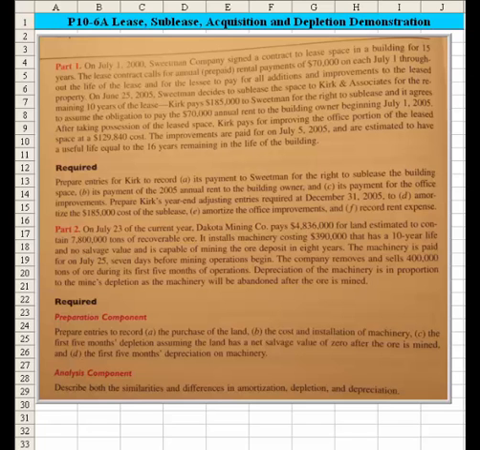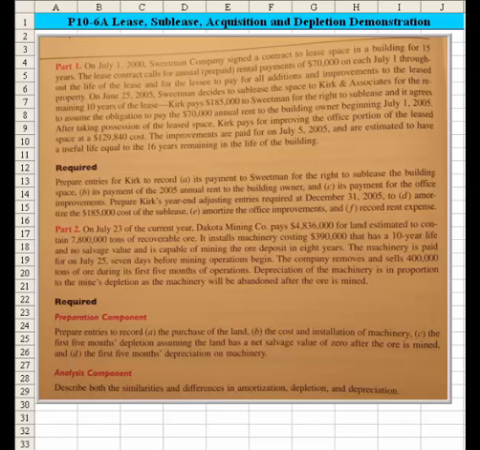Hi everyone, let's take a look at problem 10-6a, which deals with a lease, a sublease, some acquisition issues, and depletion as well. Let's first work on part 1. On July 1st of 2000, Sweetman Company signed a contract to lease space in a building for 15 years. The lease contract calls for an annual prepaid rental payment of $70,000 on each July 1st throughout the life of the lease, and for the lessee to pay for all additions and improvements to the leased property.